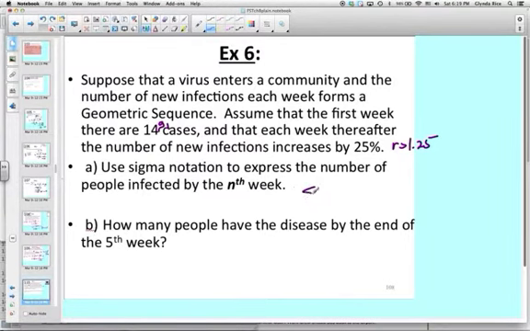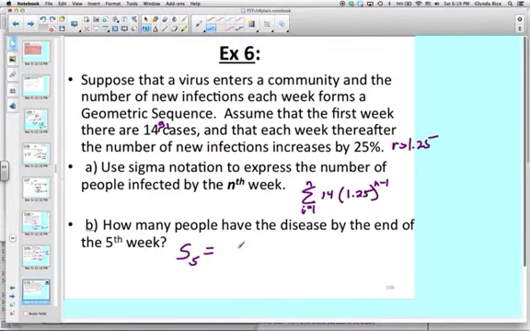So we're going to do sigma, we're going to go to n, we're going to start with 1, and we're going to use the explicit formula here. So first term, which is 14, times the ratio 1.25 to the n minus 1. This is the explicit formula for a geometric sequence. Putting the sigma here sums that sequence, so now we have a series. How many people have the disease by end of the 5th week?